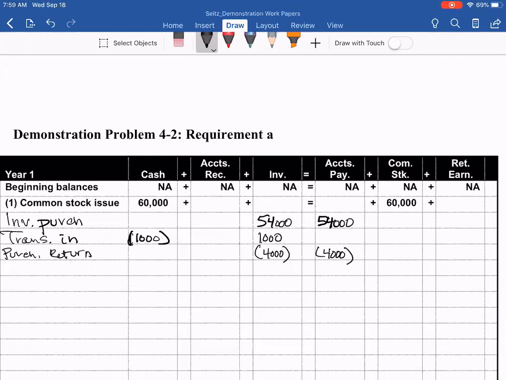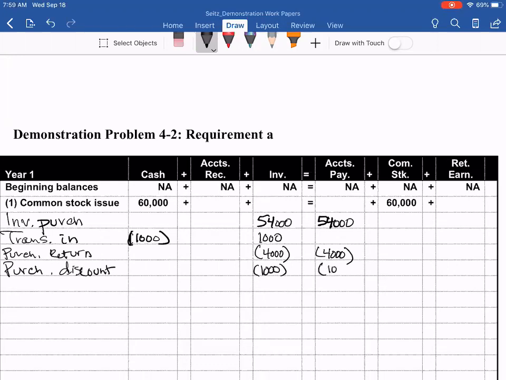Five, KDS paid within the discount period for the inventory purchased in event number 2. So that's good that they paid within that discount period. So one thing that we want to record is the actual discount. So the discount would be 2%, not on the $54,000 because we returned $4,000. So 2% on $50,000 would be a purchase discount of $1,000. I'm going to decrease my inventory by $1,000.